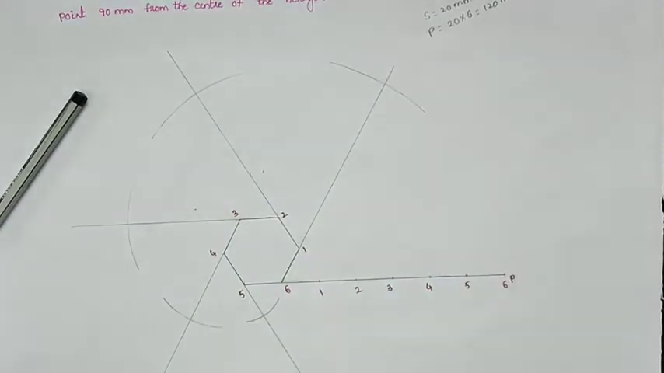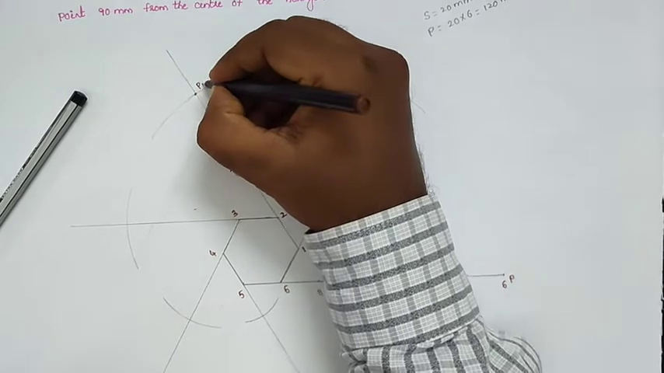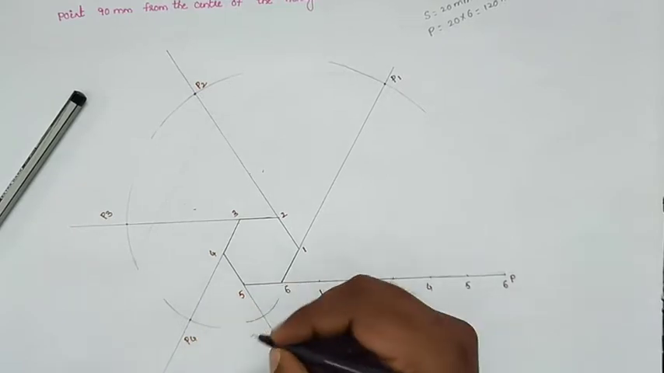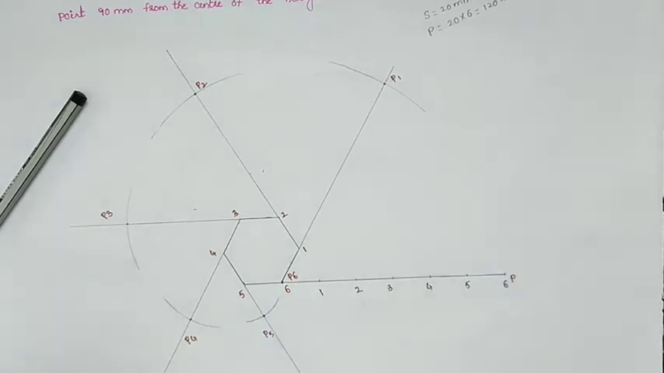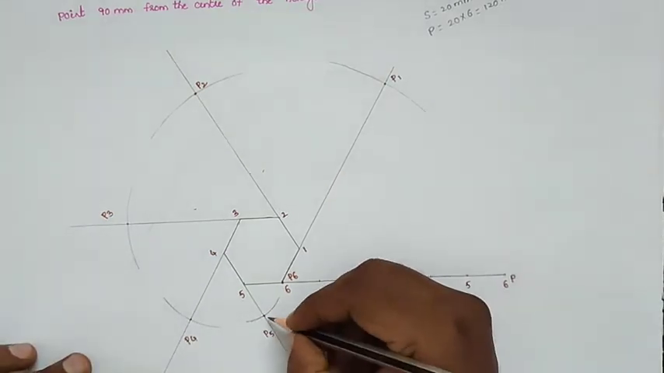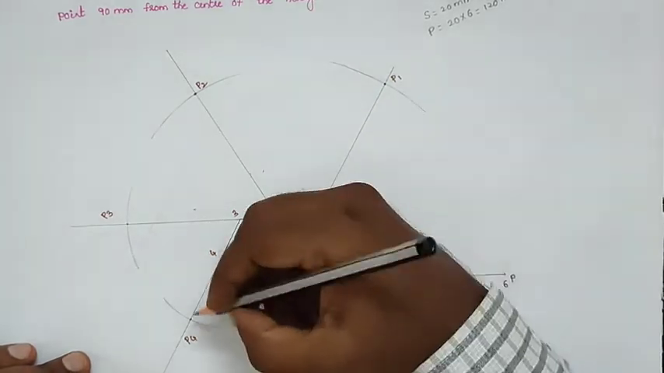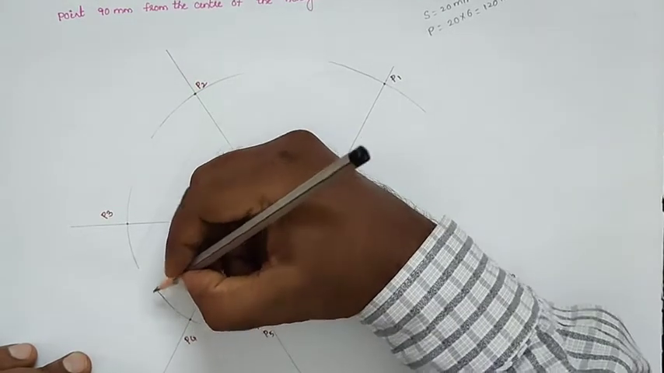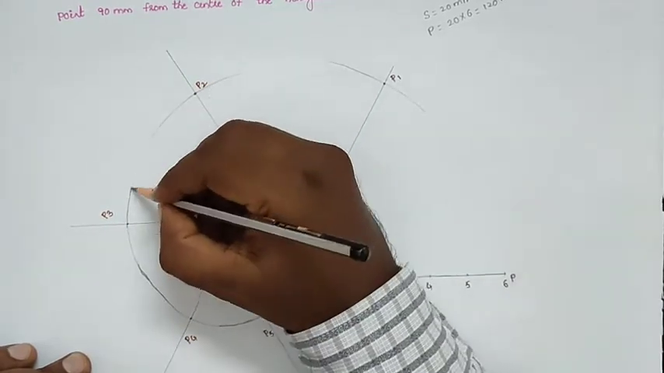At point 6 we will get another point. So here we will get point P1, point P2, point P3, point P4. This is point P5. At point 6 we will get the point P6. Now we will join all the points. Freehand, we will draw a curve joining all the points.